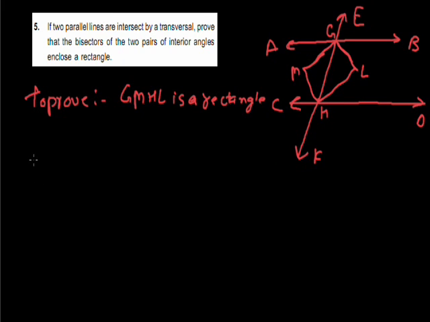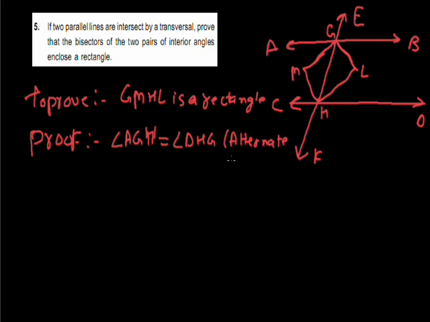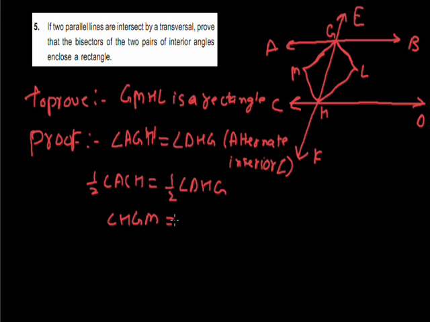Okay, so proof. As it is given that it is a transversal, we have angle AGH is equal to angle DHG. The reason is alternate interior angles. Now by dividing both of them by half we get angle HGM is equal to angle GHL.